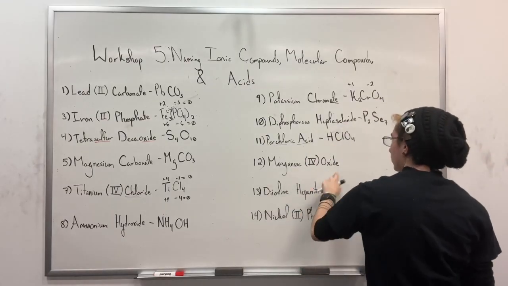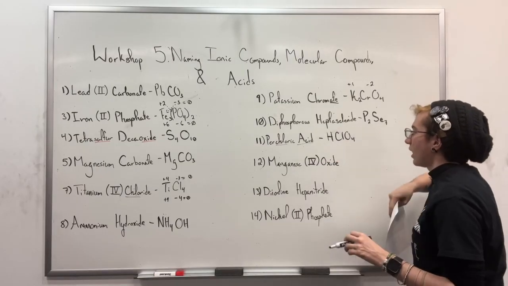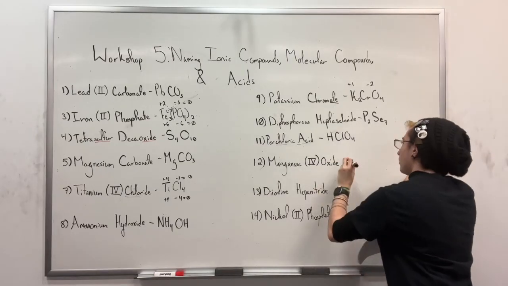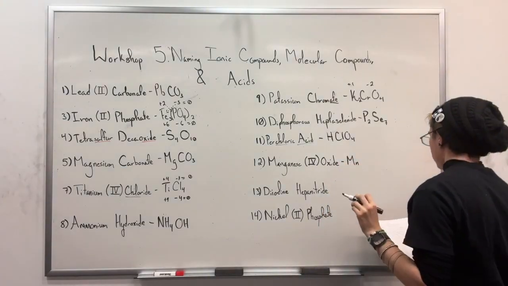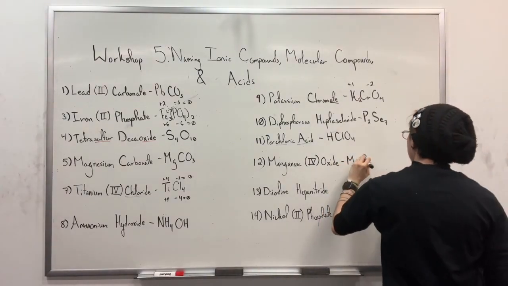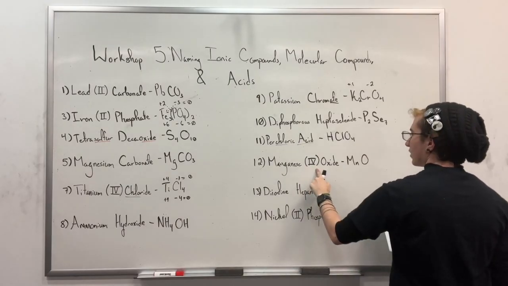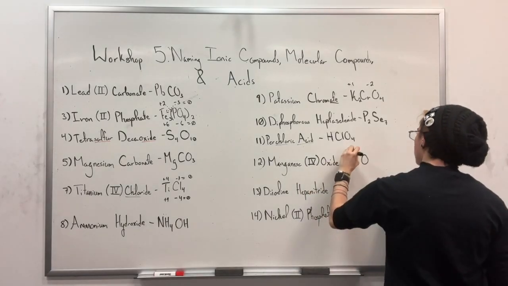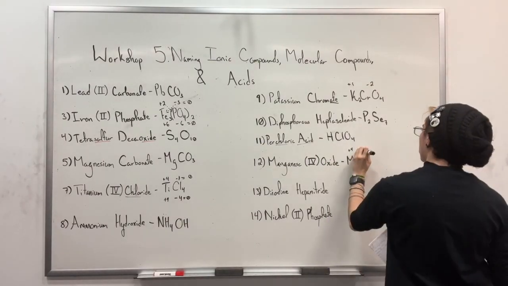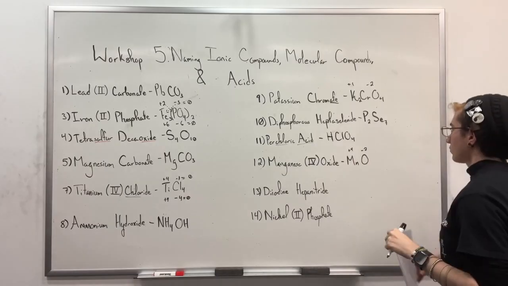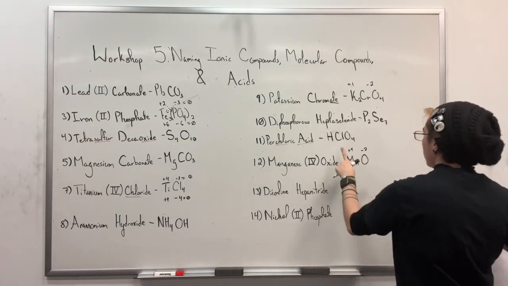Manganese oxide, metal and nonmetal. Roman numerals telling us that it is a transition metal, and we have to look at our charges. Manganese symbol is Mn, and oxide is oxygen. Now, this is telling us that manganese has a charge of +4. Based on where oxygen is on the periodic table, it has a charge of -2. And so in this case, we can cross multiply.